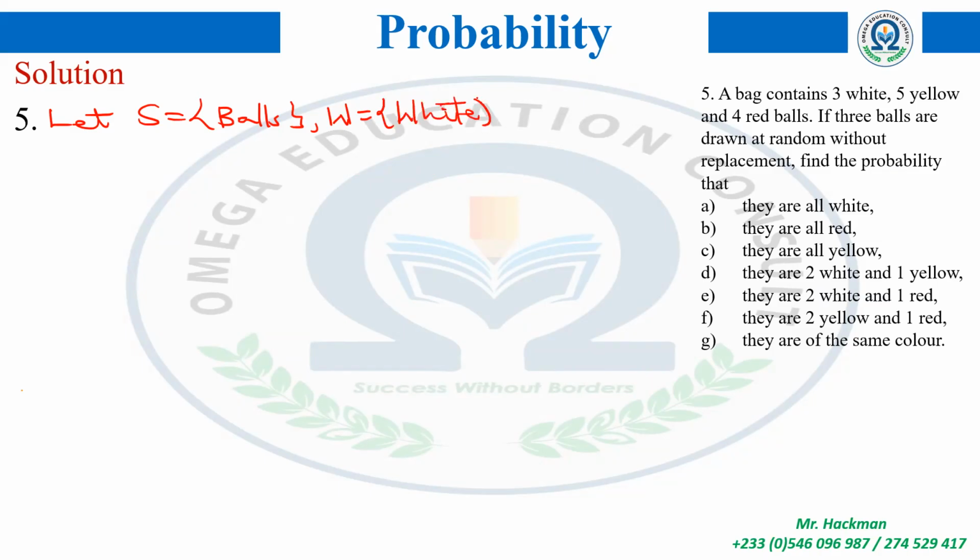Okay, then the next one will be yellow. So Y will be a set of yellow marbles, sorry, balls in this case. And the last one will be, I think, red. So R will be the set of red. As for this one, if there are any marks for it, you shouldn't lose that mark.